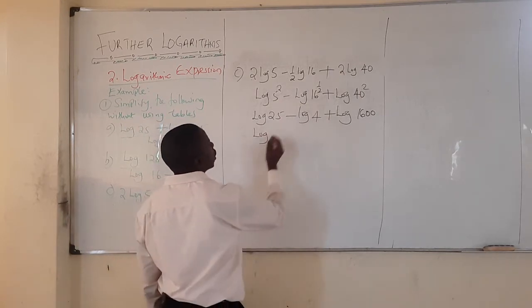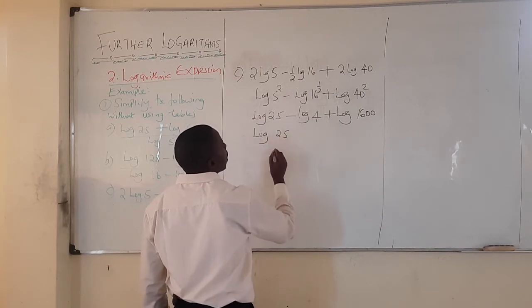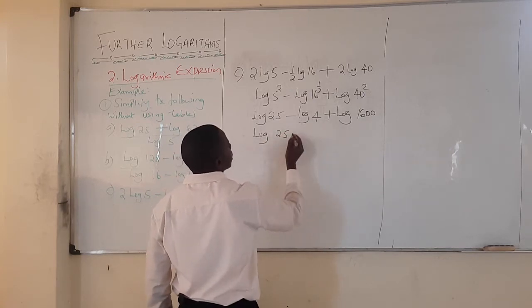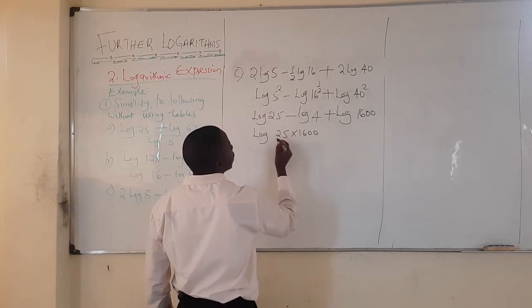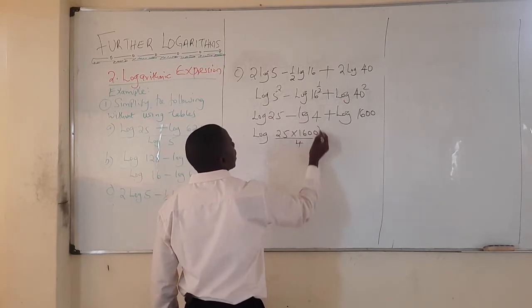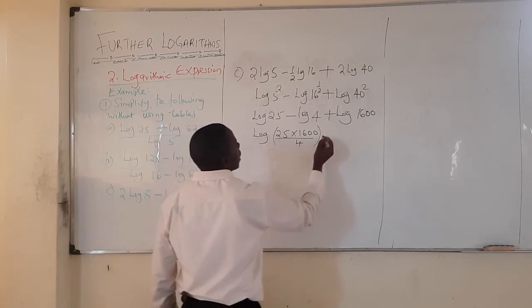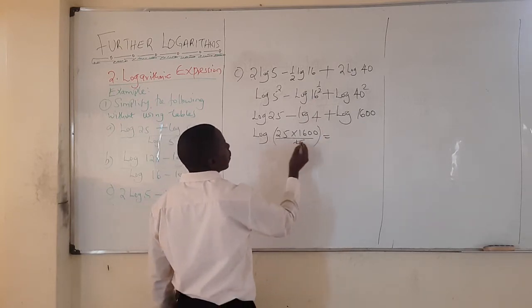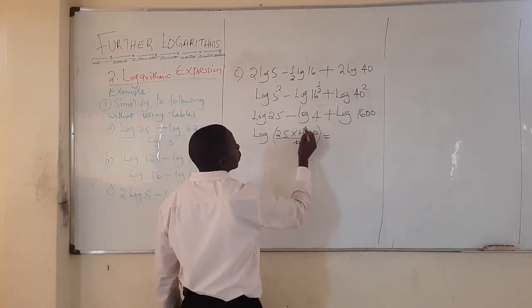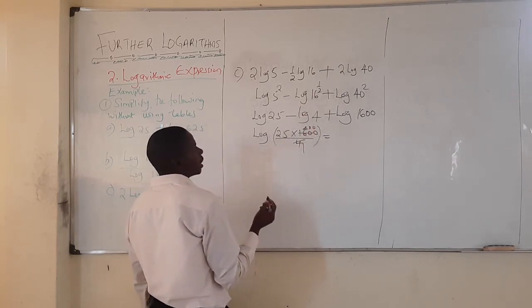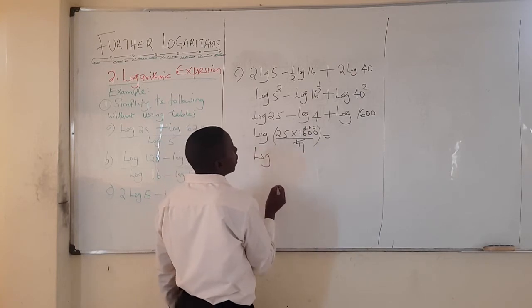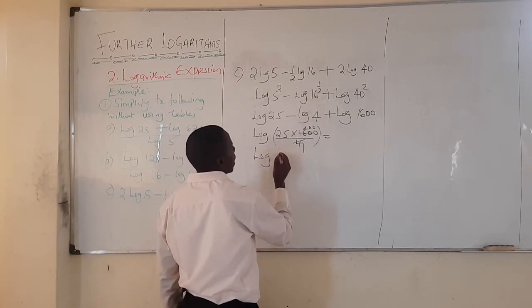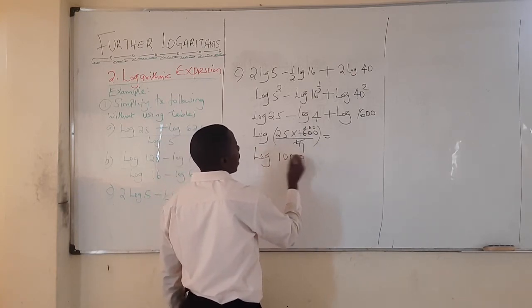From there you can have it as a single log: the log of 25, multiplying by 1600, and dividing by 4. You get 400, then 400 times 25, and this is the log of 10,000.